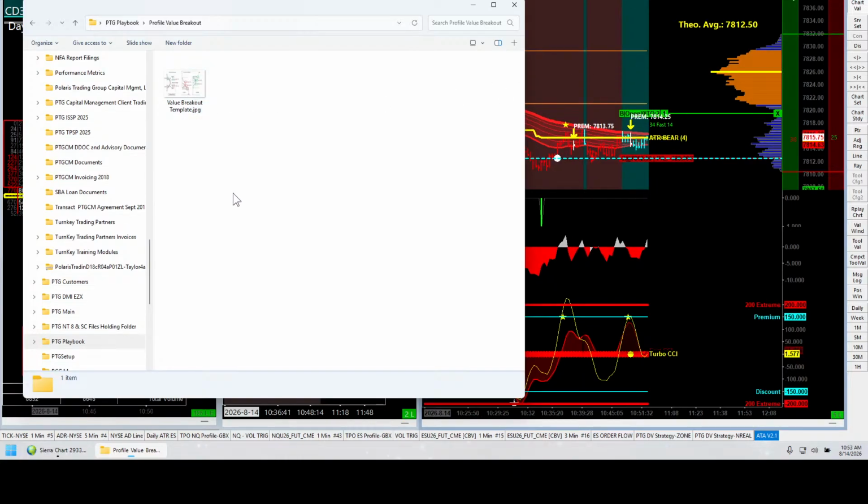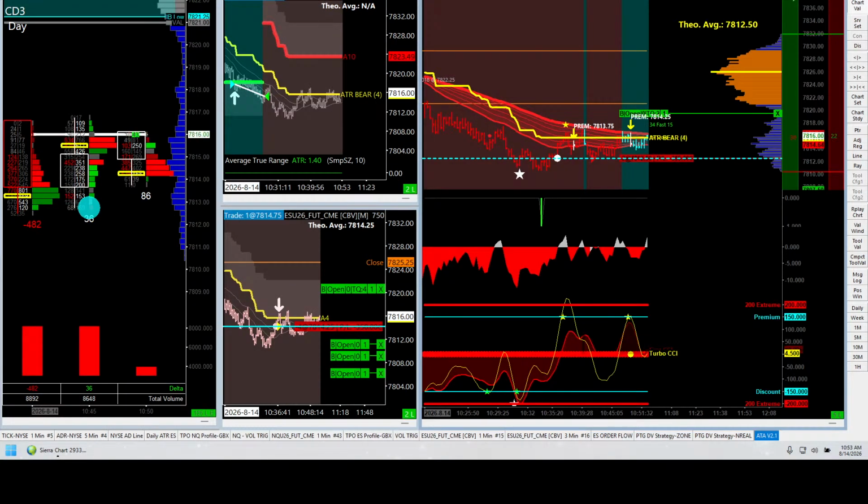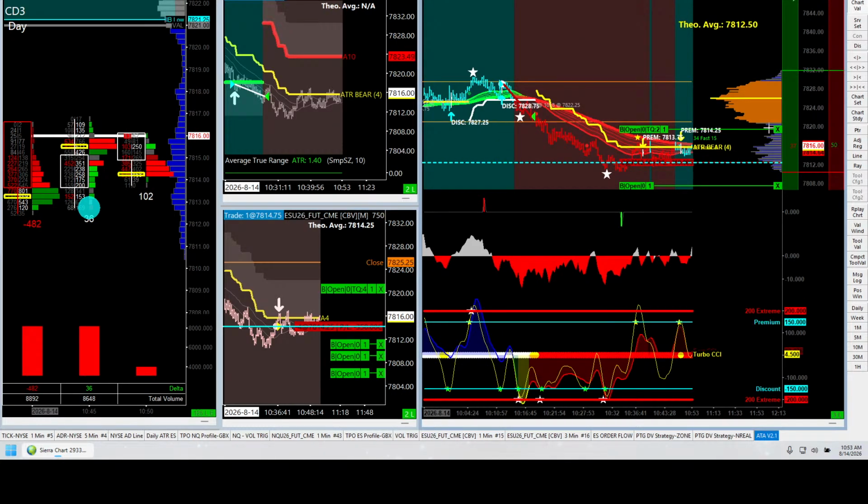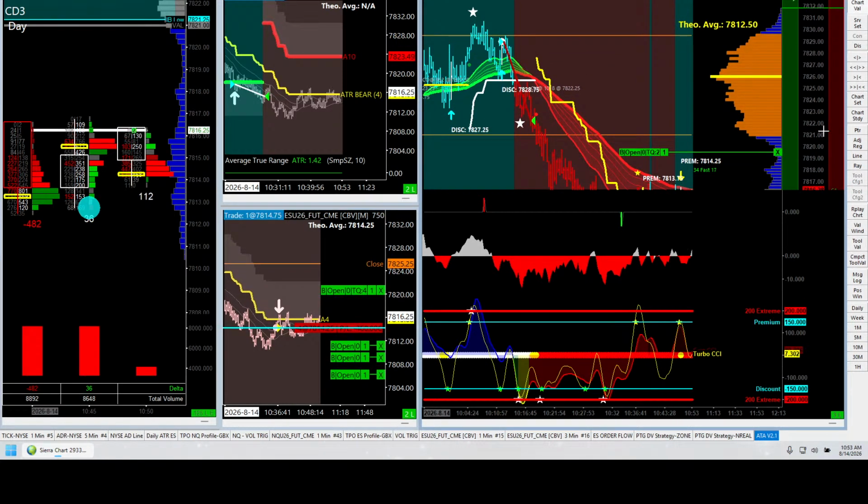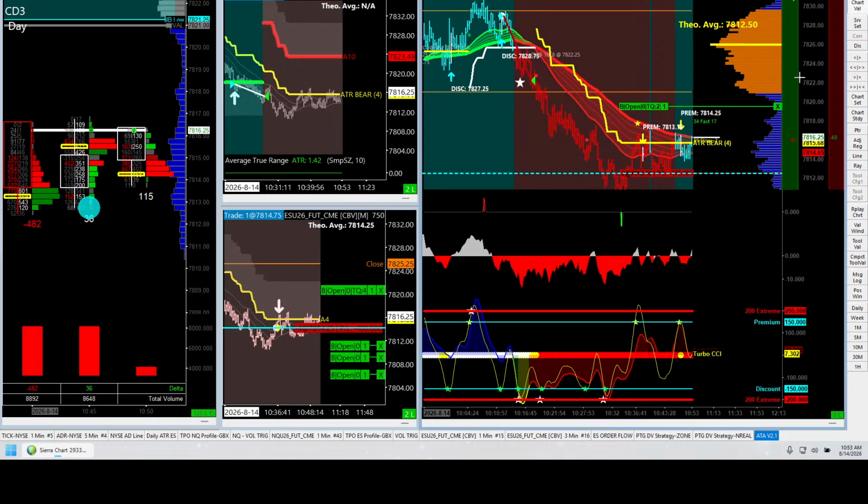about what the value breakout, right? So what we would do is this. Take this, all right? Forget about what's going on the chart right now, all right? But take this and do this.